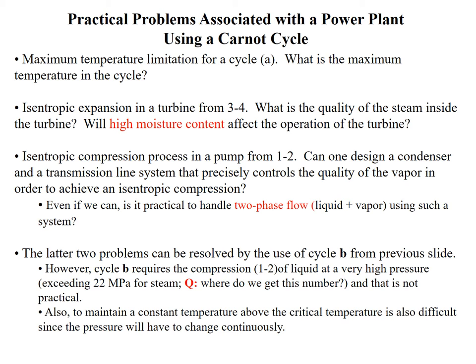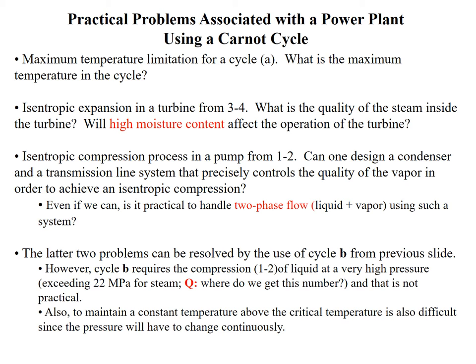These are the problems associated with a vapor power plant using a Carnot cycle. Next, the isentropic compression process, 1 to 2 in the pump. The pump cannot work with a two-phase flow. It will work only with single-phase flow. That is another problem associated with the Carnot cycle. These two problems can be resolved by using cycle B from the previous slides. However, cycle B requires the compression 1 to 2 of a liquid at very high pressure, it may be 22 megapascal.